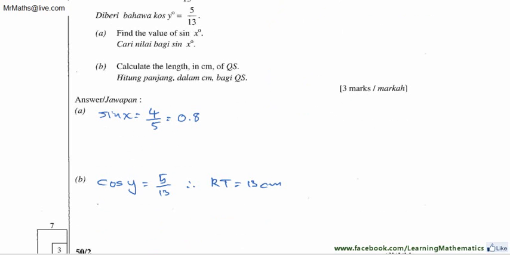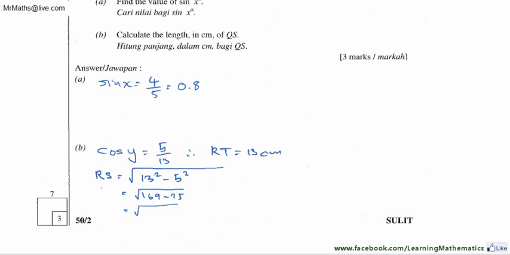RS, using Pythagoras theorem, is 13 squared minus 5 squared. Then it is 169 minus 25, which is equal to 144, which is 12 cm. Okay, we just show the steps.